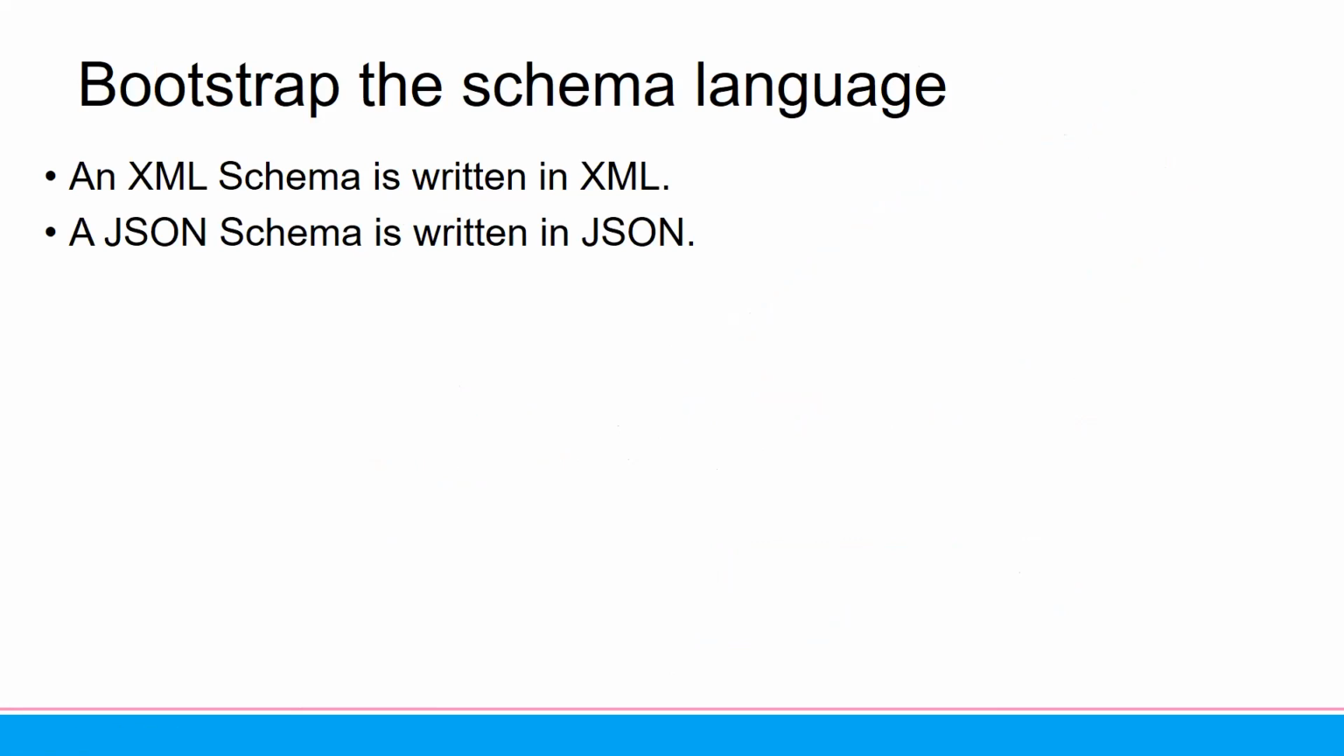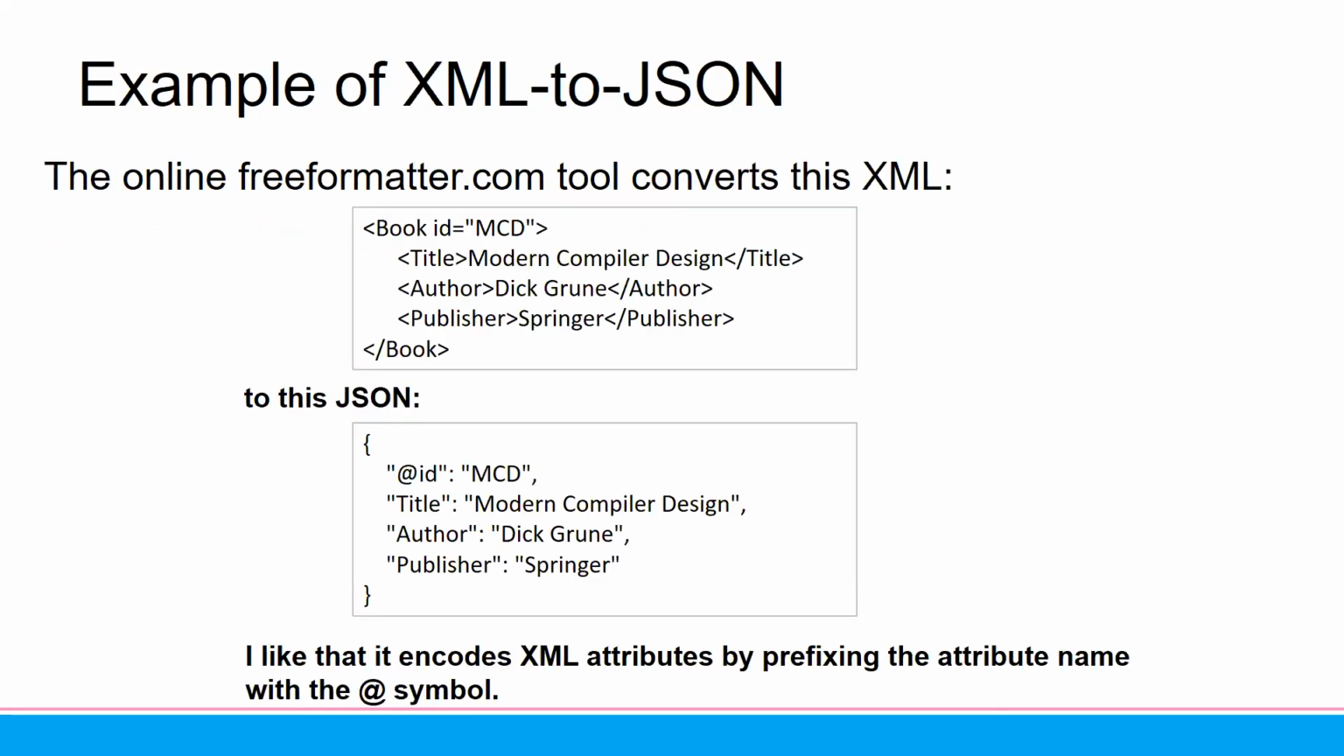In the schema language, of course, you need to understand that the XML schema is written in XML and the JSON schema is written in the JavaScript Object Notation. You can also use Bootstrap, the schema language. And there's a kind of converter. What is a converter? A converter means I want to change from XML, for example, to JSON.